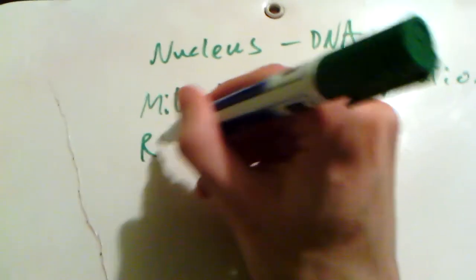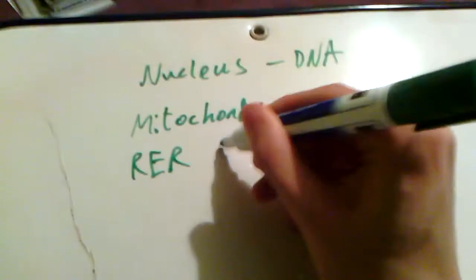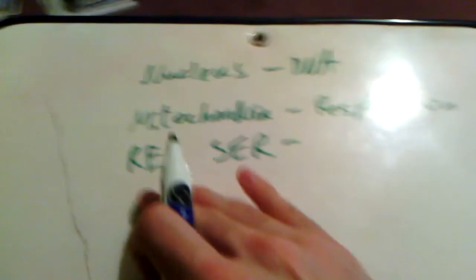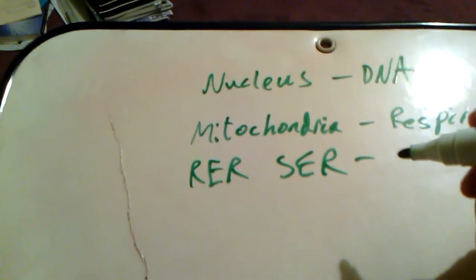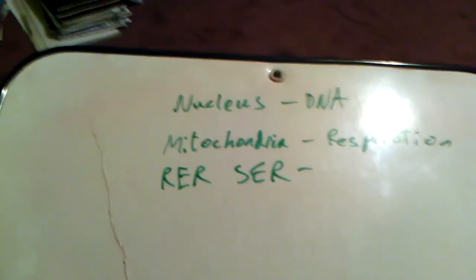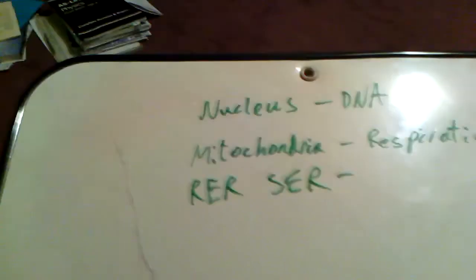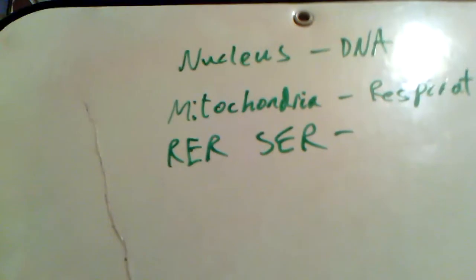The endoplasmic reticulum, there's two types of endoplasmic reticulum. There's the rough endoplasmic reticulum and the smooth endoplasmic reticulum. The rough endoplasmic reticulum is rough because it contains ribosomes, which are used, as I said, in protein synthesis. The smooth endoplasmic reticulum sort of synthesizes and stores and transports lipids and carbohydrates. That's basically all you have to know about them.